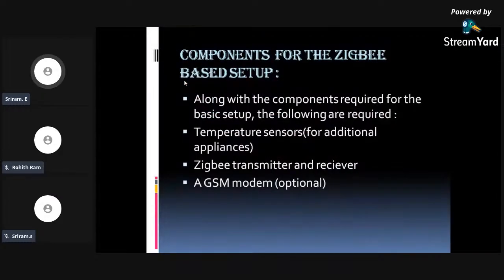The components for the Zigbee based setup, along with the components required for the basic setup, are the following. Temperature sensors for additional appliances. That is, when you connect a fan or air conditioner, you need to use a temperature sensor to have the temperature always maintained at the same level. The Zigbee transmitter and receiver. A GSM modem, which is optional, that we will see in the upcoming slides.